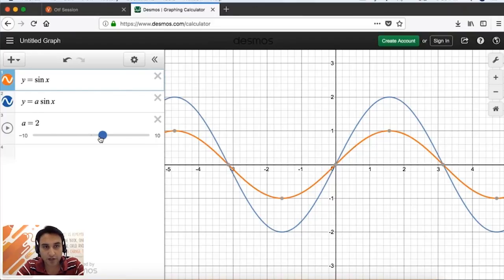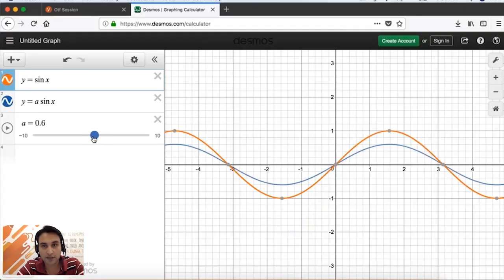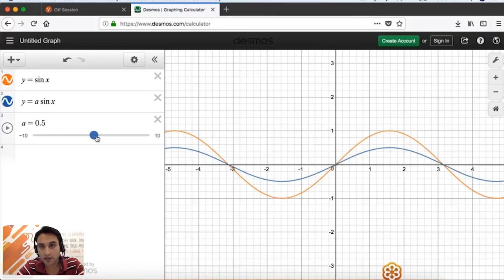But if I reduce it, make it a fraction, say 0.5 or half, see what will happen. At 0.5, the graph has become flatter. The graph has sort of flattened. Yeah, compressed. It got compressed.